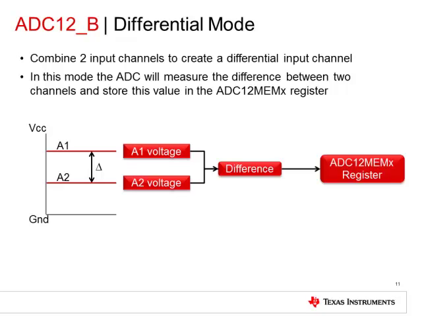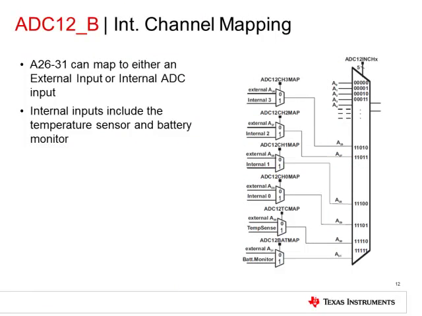In this mode, the difference between the two input channels is measured and stored in the ADC12 memory register. When compared to single-ended usage, the ADC conversion formula and the impact of data format differ significantly in differential mode. Refer to the user's guide for notes on how to evaluate the ADC's conversion results in this mode. The ADC12 also provides a method to map internal channels such as battery and temperature measurement. The battery measurement steps down the supply rail to half AVCC.